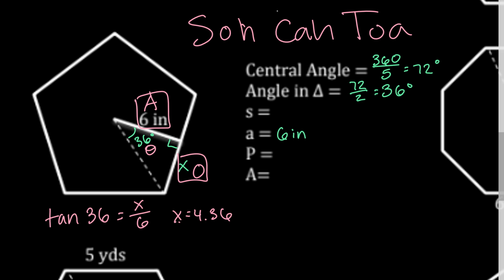Now, is this my side length? What is this? Half of it, right? We just used this right triangle to get this length right here. It is only half of your full side length. So what do I need to do with that 4.36? Multiply it by 2.